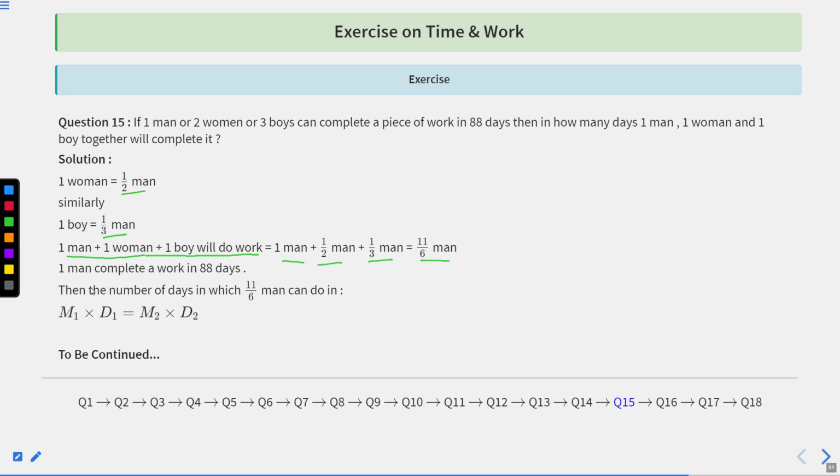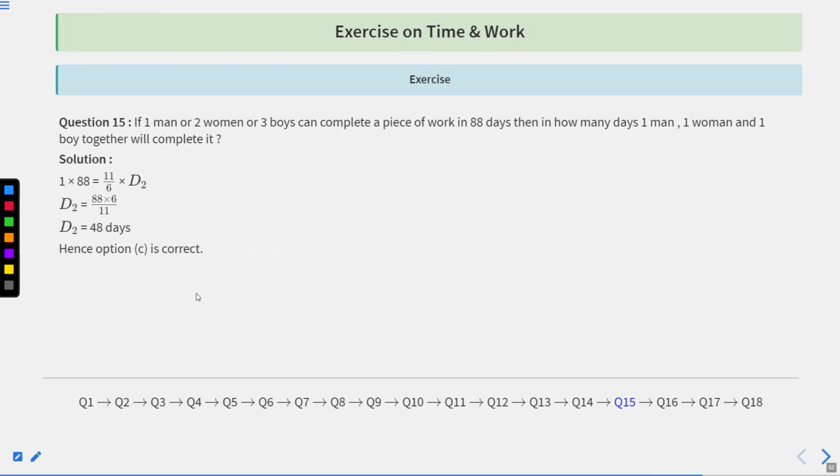So 1 man completes a work in 88 days, then the number of days in which 11 by 6 men can do it is given by M1D1 equal to M2D2. That is 1 times 88 equal to 11 by 6 D2, that is D2 equal to 48 days. So the correct option here is option C.